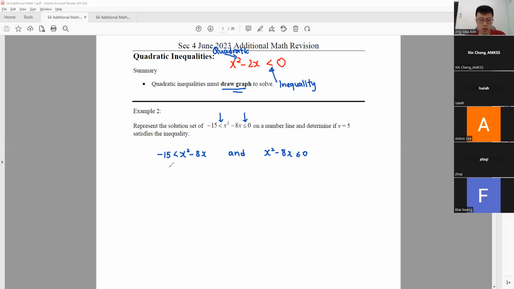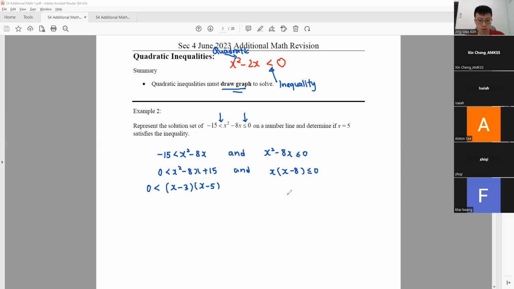Okay, so what you need to do is to factorize. As far as possible, keep your x squared positive. Over here I can factorize straight away. This one you factorize: x minus 3, x minus 5. From here, once you factorize, you have to draw your graph.